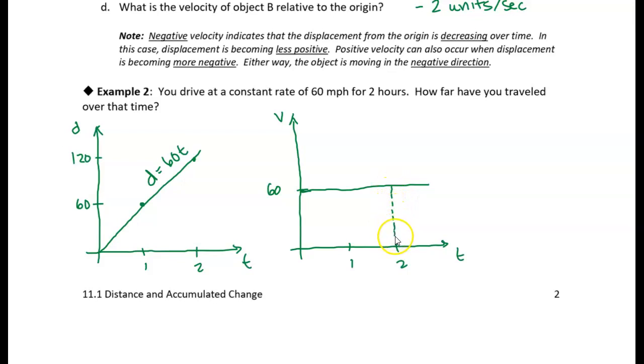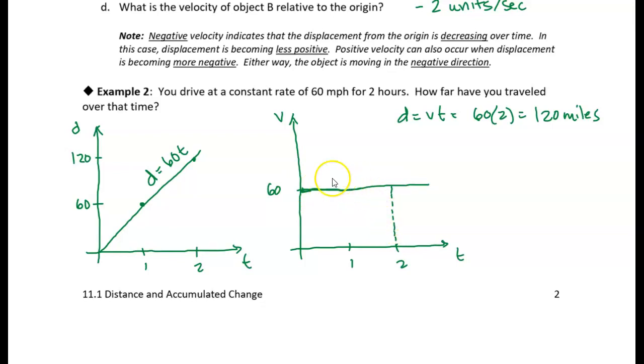But the thing I want you to notice is that the area under this curve, well, it's not a curve, it's just a line, but we can consider it a curve, the area under this curve is the distance, all right? We know that the distance is equal to the velocity times time. So we take 60 times 2 and we get 120 miles, right? That's our answer.